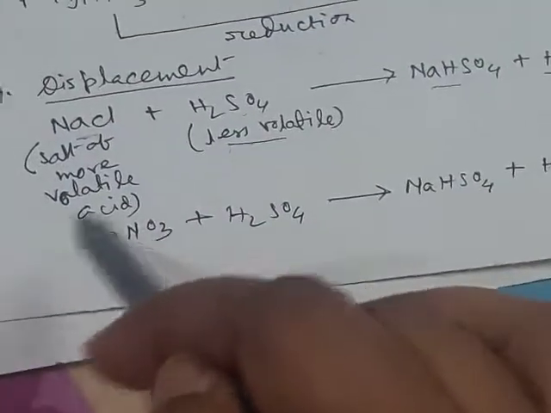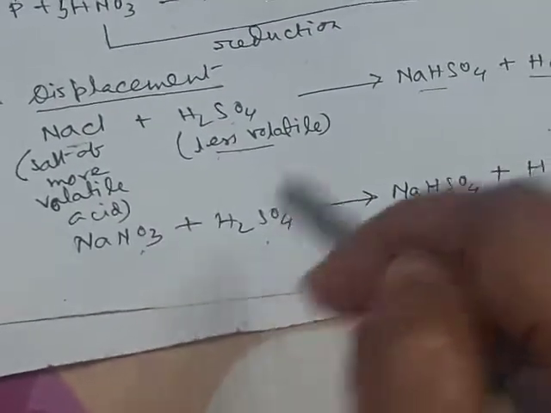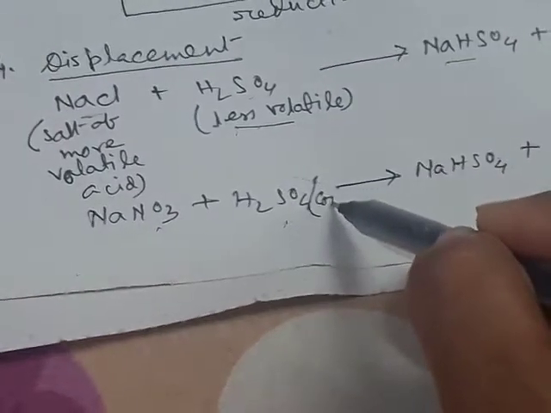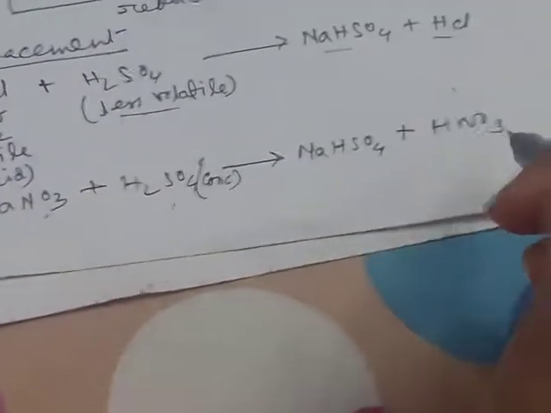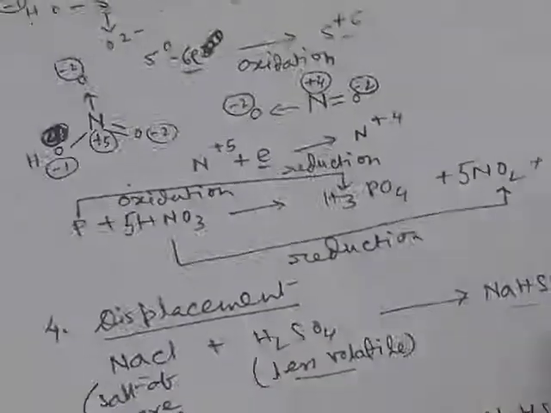Similarly, when the nitric acid salt, that is sodium nitrate, reacts with concentrated sulfuric acid, this sulfuric acid must be concentrated sulfuric acid, then there will be formation of sodium bisulfate and the corresponding nitric acid is obtained.